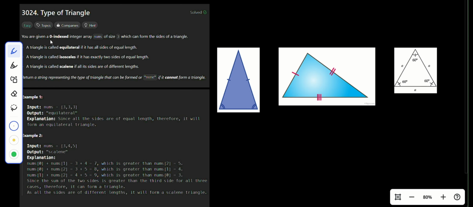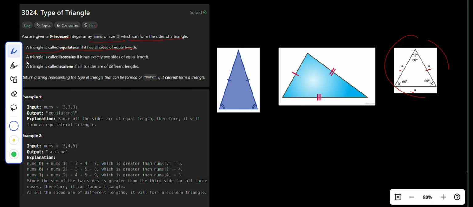We are given a zero-indexed array nums of size 3, so the size will always be 3, which can form the sides of a triangle. A triangle is called equilateral if all sides are equal length. So this is an equilateral triangle where you can see the three sides have the same length, a, a, and a.